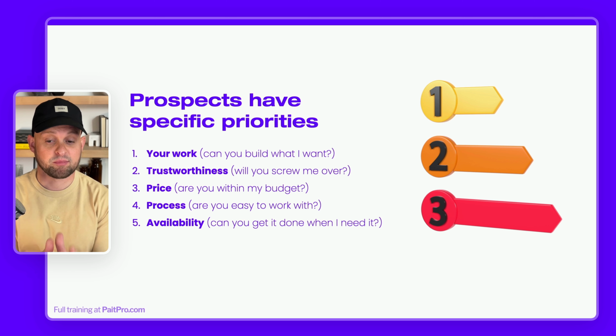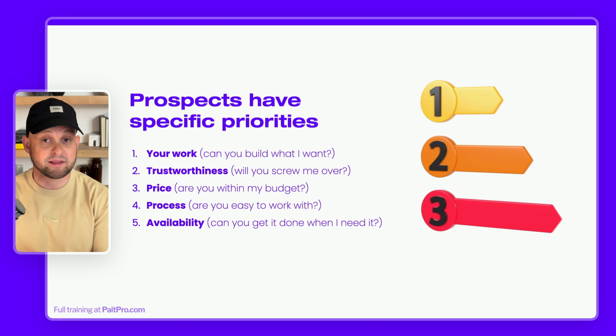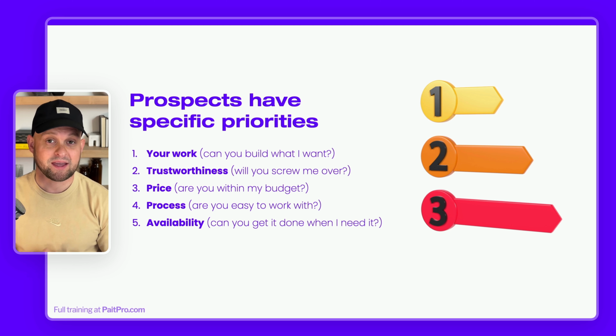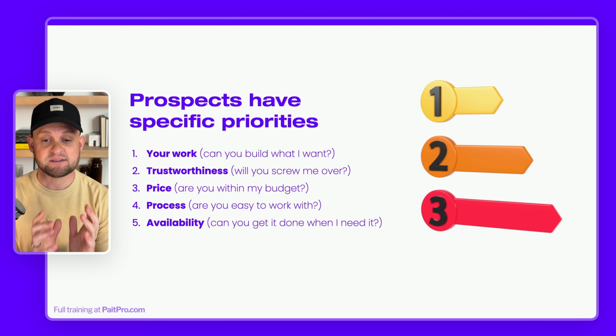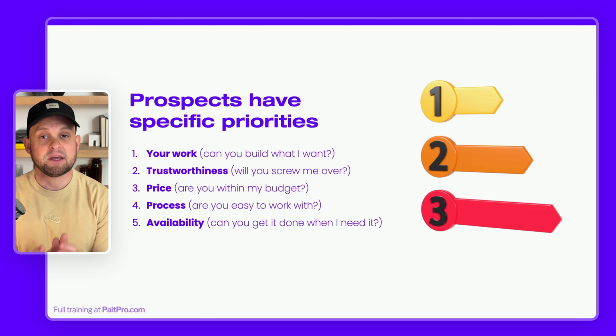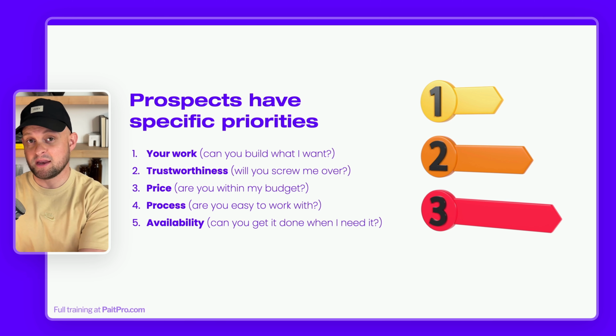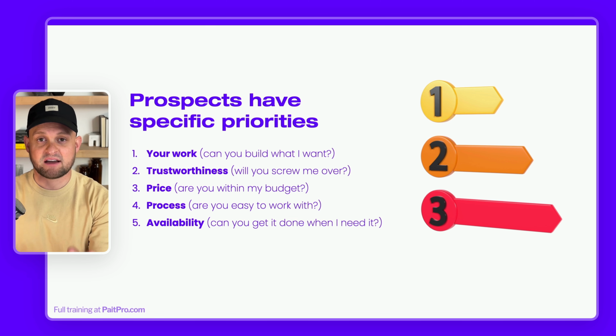Fourth, they're going to look at your process, or in other words, how easy are you going to be to work with and how quickly can you get the job done? And then finally is your availability. So can you get it done within their time frame, and can you get started as soon as they would like to? So we want to keep these 5 priorities in mind and make sure that we can overcome any concerns or objections that they might have around these 5 priorities.